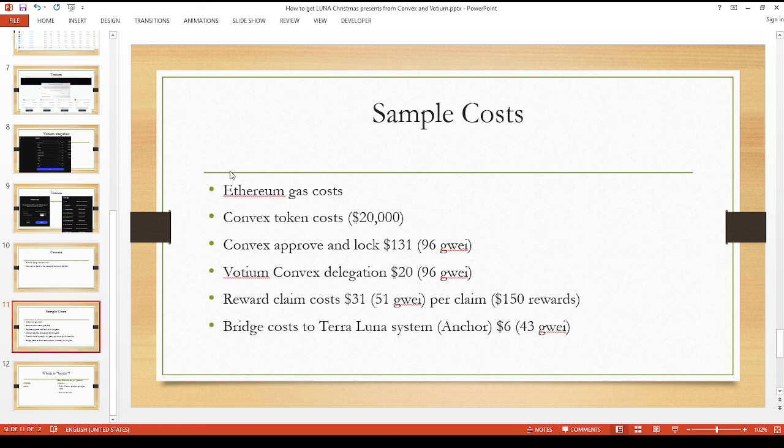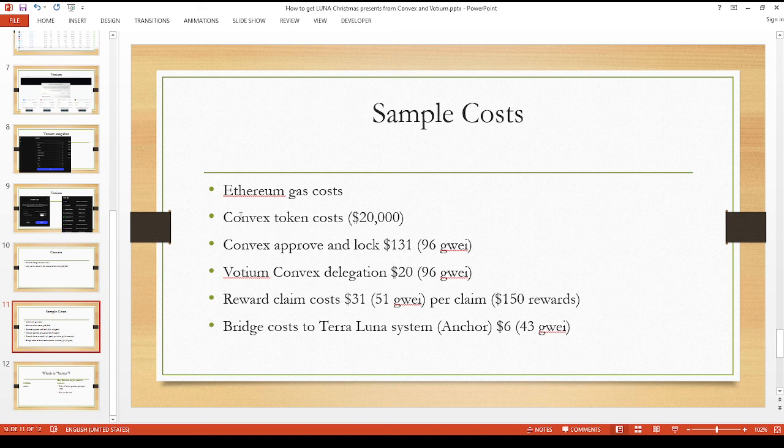Unfortunately, the Ethereum gas costs are variable. But just to give you a breakdown of how much it could cost, so you don't get sticker shock if you decide to do this.